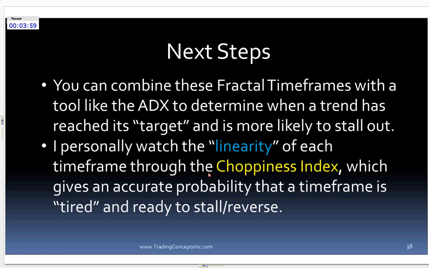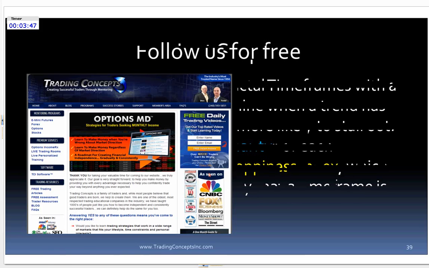And I personally watch the linearity of each time frame through what's called a choppiness index. It's kind of an obscure indicator that I found, which gives an accurate probability that a time frame is tired and ready to stall. So I can use the price action of these fractal time frames in conjunction with something that tells me the strength and/or the weakness of that move.